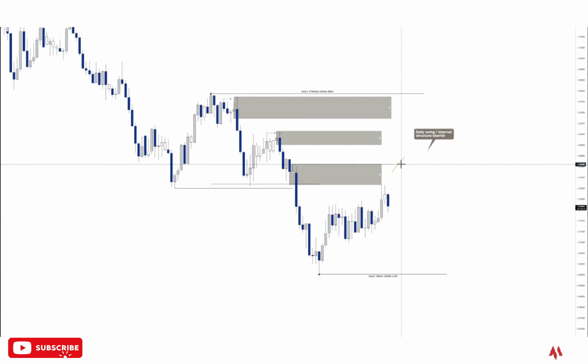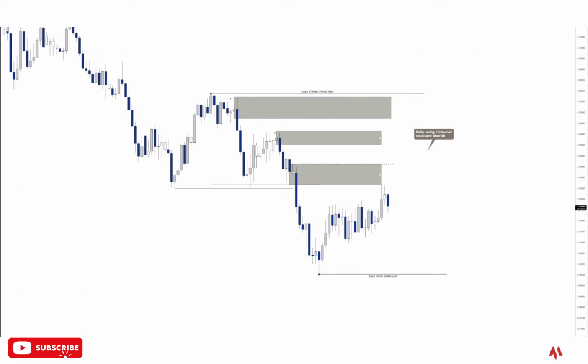But as you can see, we haven't gotten any daily change of character, which means daily is still bearish and the bearish run is not yet over. You can as well see another move down to the daily low.